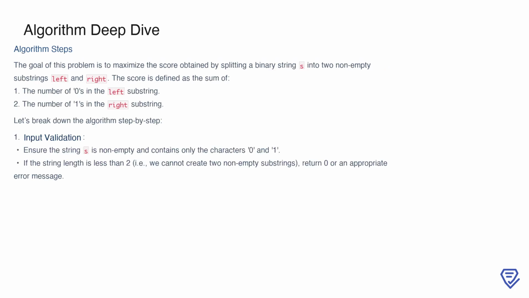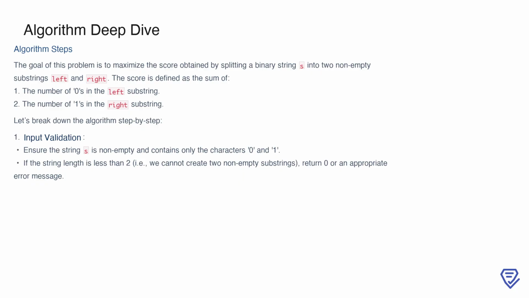The goal of this problem is to split a binary string S into 2 non-empty substrings, left and right, in such a way that the score is maximized. The score is defined as the sum of the number of zeros in the left substring and the number of ones in the right substring.